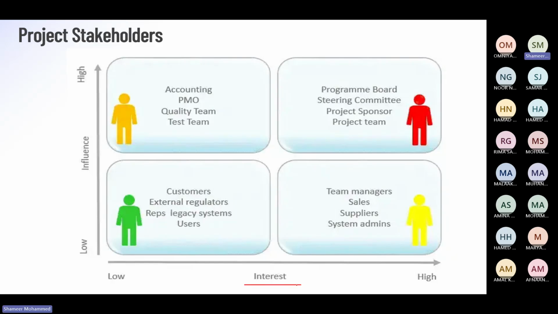That is, how interested is that stakeholder? Is it low, medium, or high? At the end of the graph, you have high. At the beginning of the graph, you have low. On the y-axis, you have influence: low influence, high influence. Right? So these are the stakeholder names.